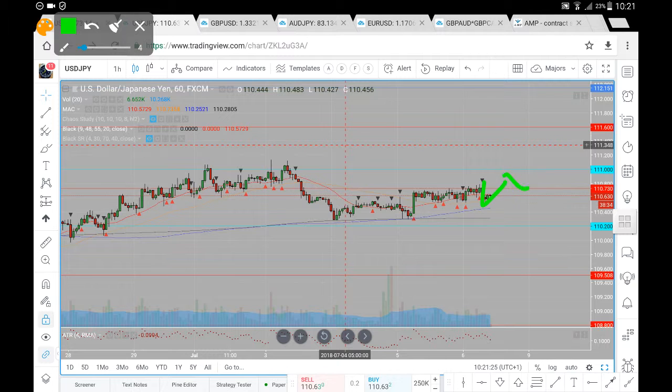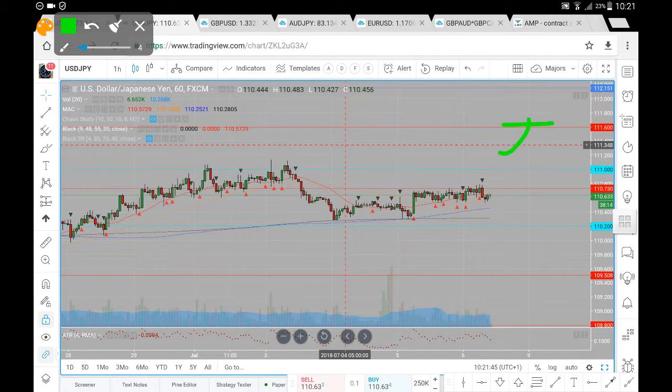If however we do break and hold above the 110.73, looking for a retest of this 111, an area previously found resistance. If we do break and hold above the 111, we're then looking for price to head up towards 111.40, a most recent swing high in the market, after which we're then looking for price to head up towards 111.60 here on the US dollar Japanese yen.